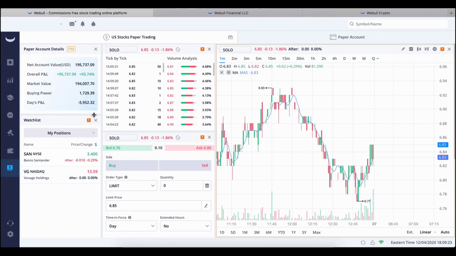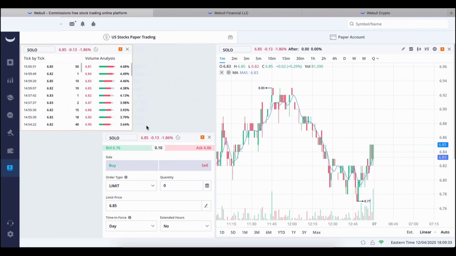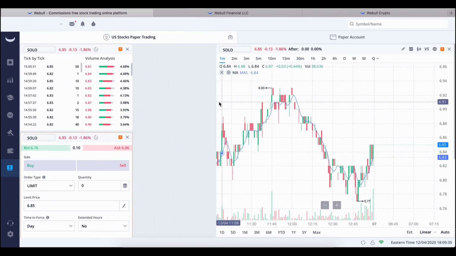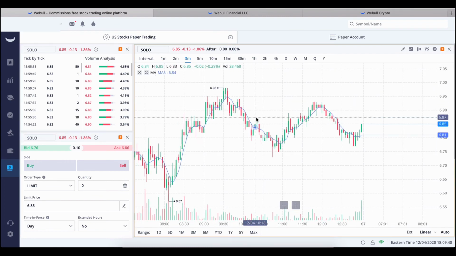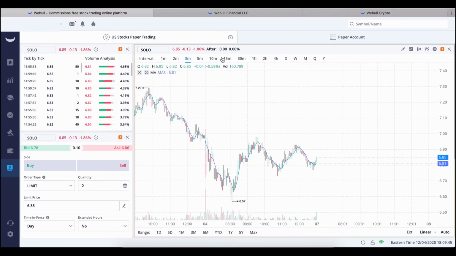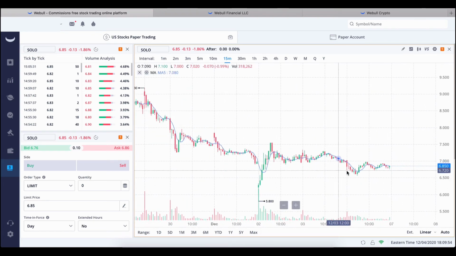Positions, doesn't matter. These are my actual positions. Why would I want them in my paper trading window? My P&L, okay, I can just click over here, so I would remove that. So I would have a little setup like this for paper trading, and then we'll go into analyzing stock charts in another video, but once you understand the charts, then you can practice paper trading.